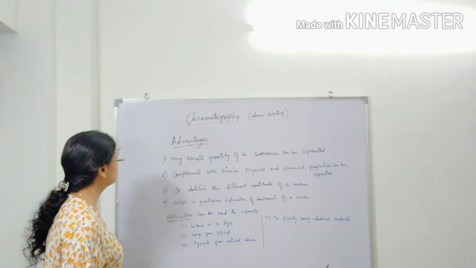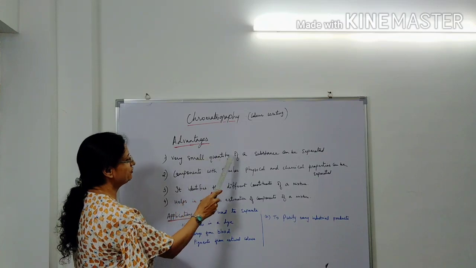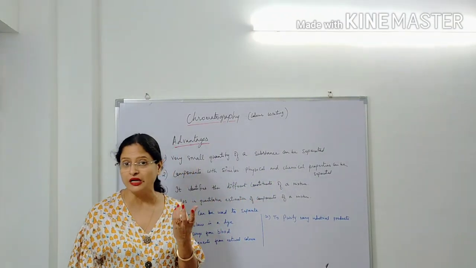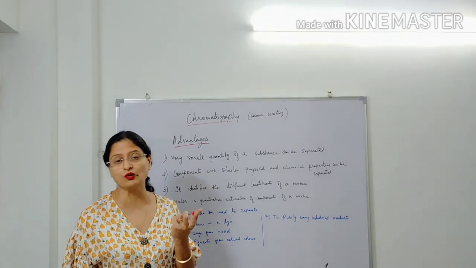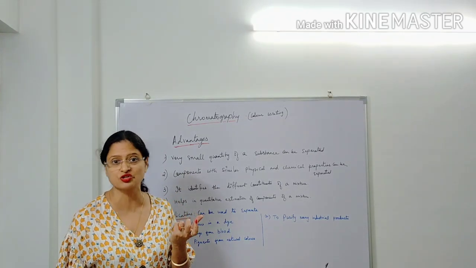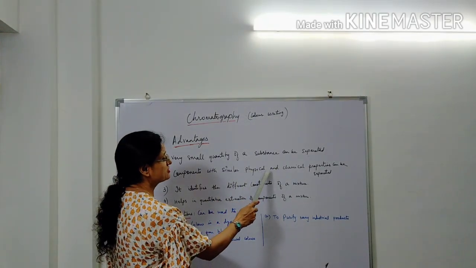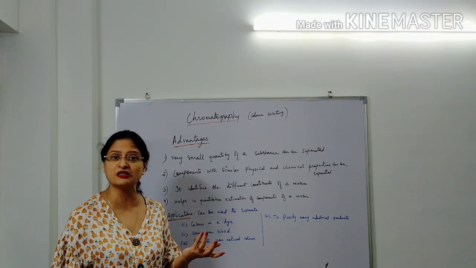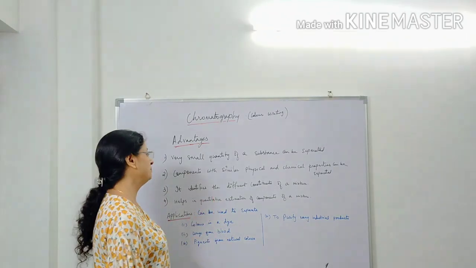Let's move on to the advantages of paper chromatography. A very small quantity of a substance can be separated. You have all seen that the amount of ink, the drop which I put, was so small, and such a small quantity of the components of a mixture can also be separated. Components with similar physical and chemical properties can be separated. Obviously, there are different dyes whose properties are the same. The different colored inks, their properties are the same, so even they can be separated.